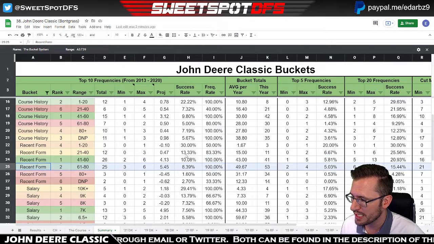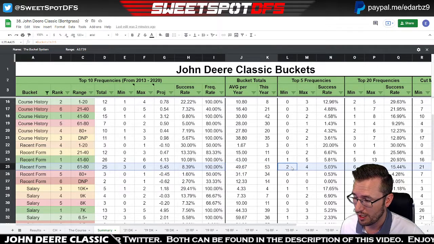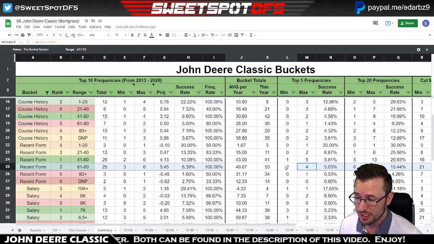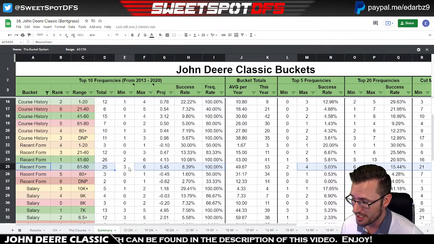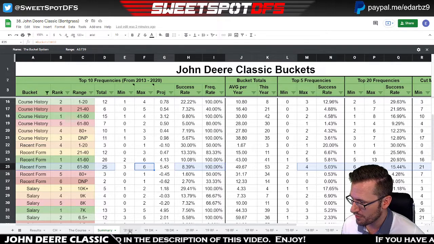Recent Form 2 is at 60 to 80. On average, we see 49. We have 53 this week. On average, we've seen at least 2 inside the top 5 and 3 inside the top 10. I'm projecting around 5. So let's take a look at our Recent Form 2s.